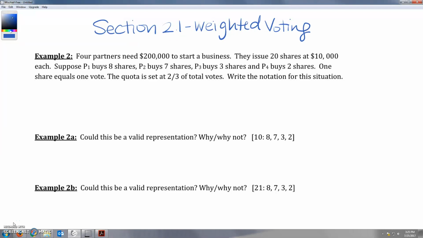Hi everyone, today we're going to be doing some examples from section 2.1, which is about weighted voting. Alright, first example, example 2 from our handout.